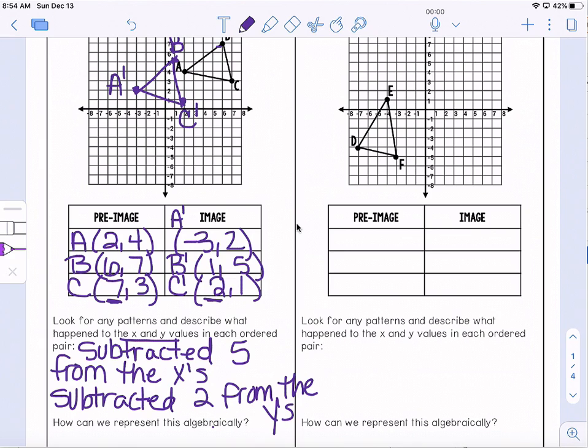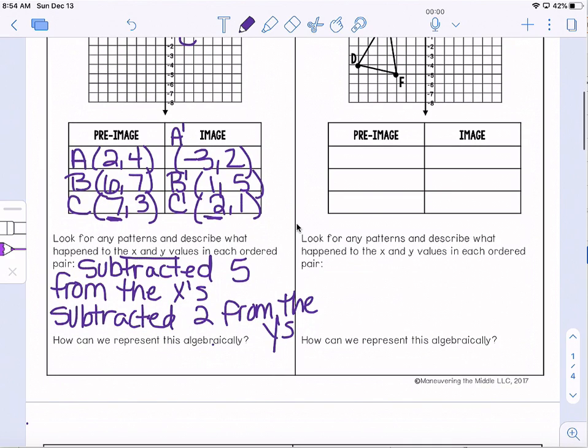So how can we represent this algebraically? Well, algebraically, the rule for translating something 5 units left would be x minus 5, because if you go left, you're subtracting. And then if you go down, you're subtracting from the y. So the algebraic rule would be x minus 5, y minus 2. And that means left 5, down 2.